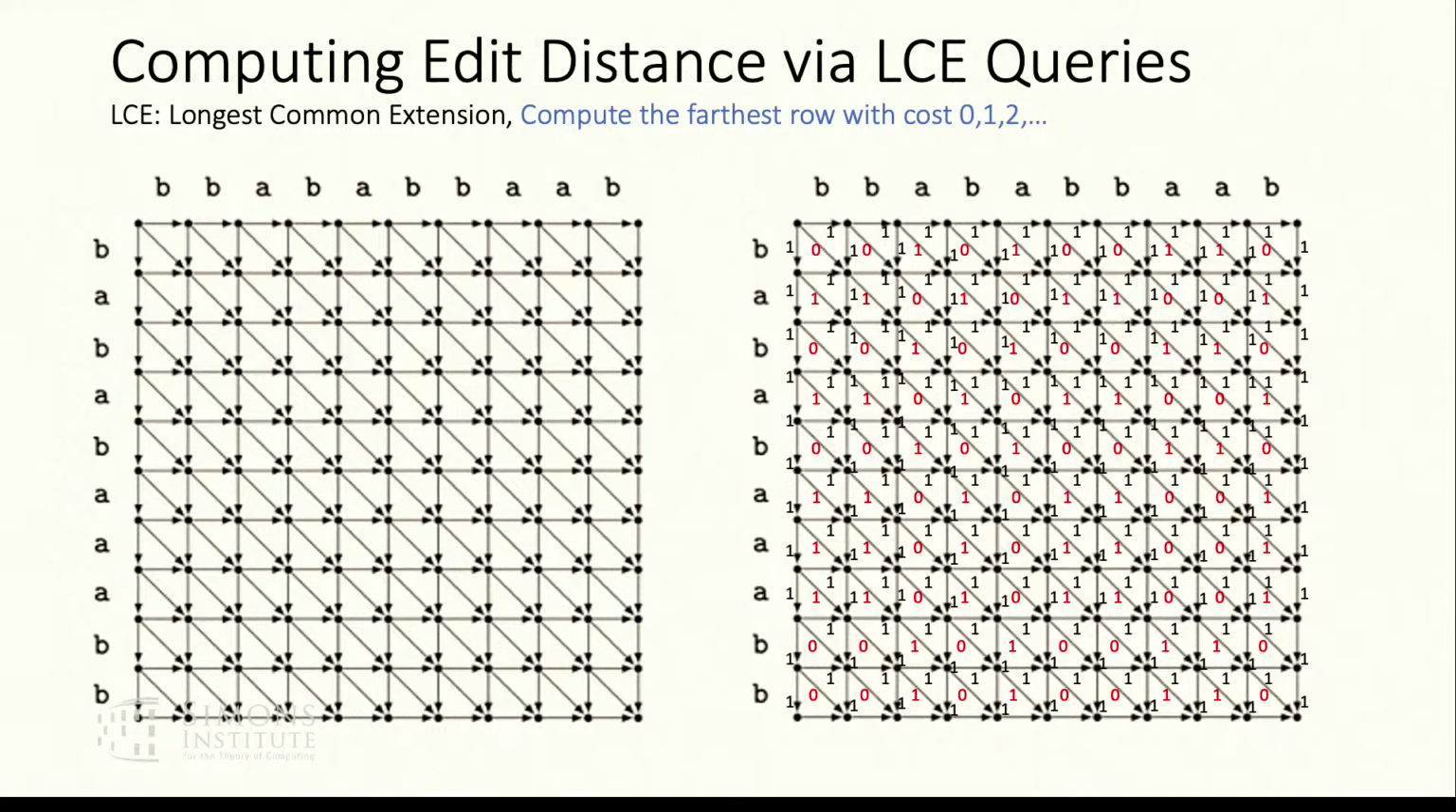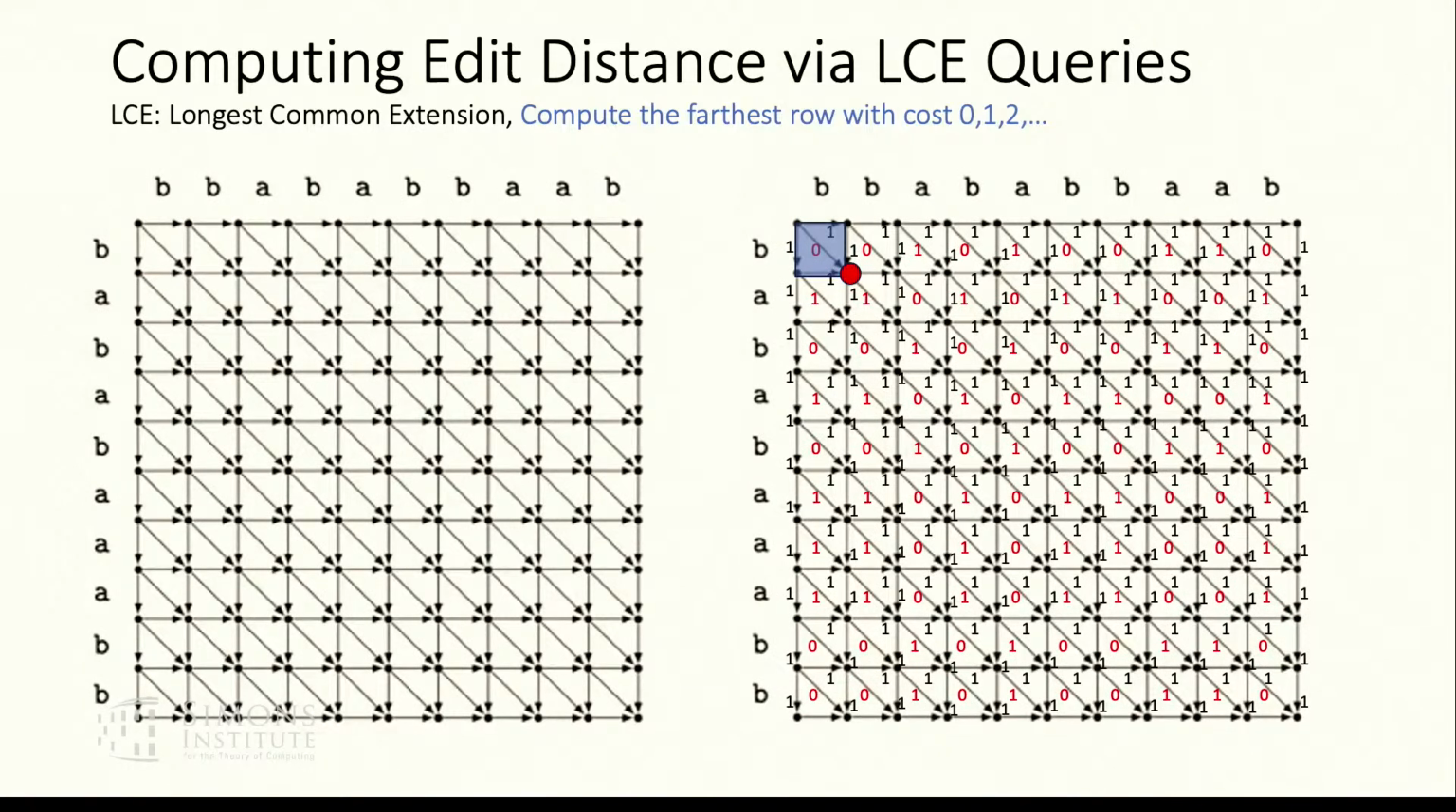What it does is compute the farthest row with cost 0, 1, 2, and so on. So you are starting your computation right over here, and you are asking, how far can I go with cost of 0? You can follow this diagonal, B and B match, so you can go up to here. But if you try to extend anywhere here, you will incur a cost. So this is the farthest you can go with cost of 0.